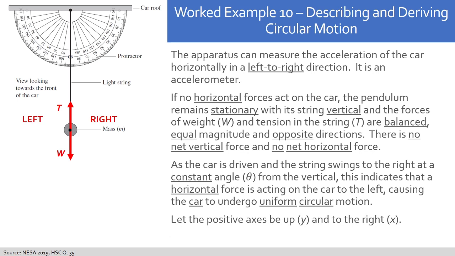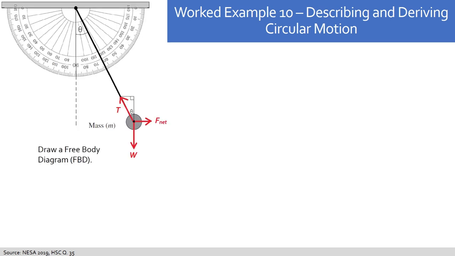Let's put in some axes and let the positive axis be up in the y-axis and to the right in the x-axis. And I've drawn the diagram again. This time it's a free body diagram with vectors shown. T for tension, W for weight as before. You can now see it's at an angle, and there's a net force relative to the interior of the car, apparently in the positive x direction, or the right, and we're interested in that force.